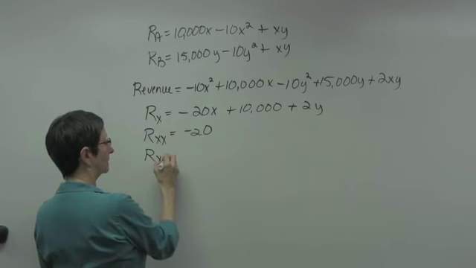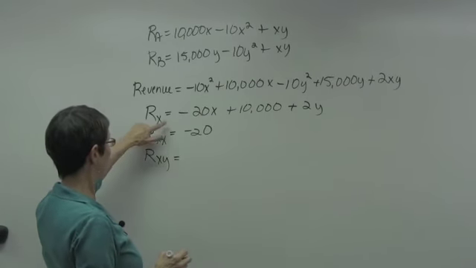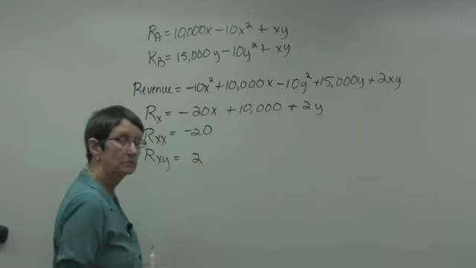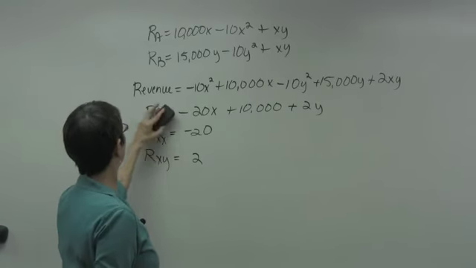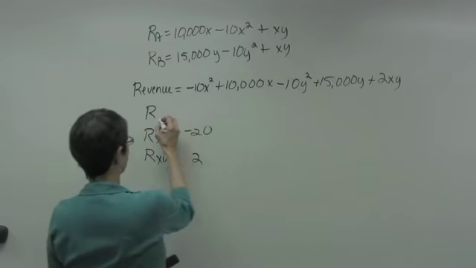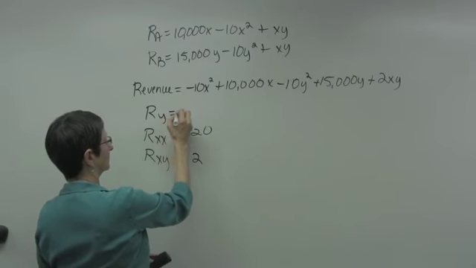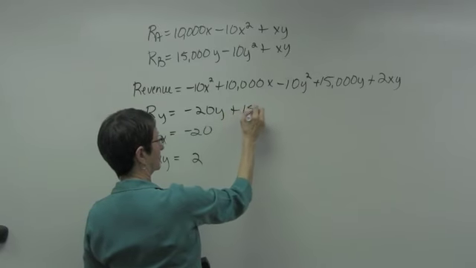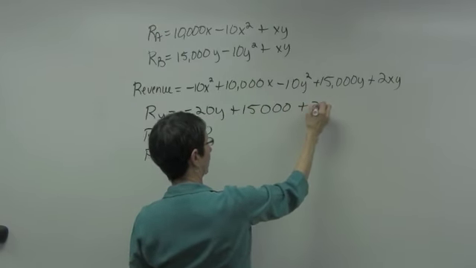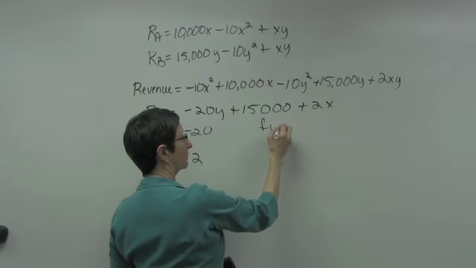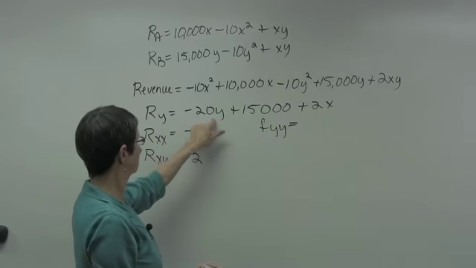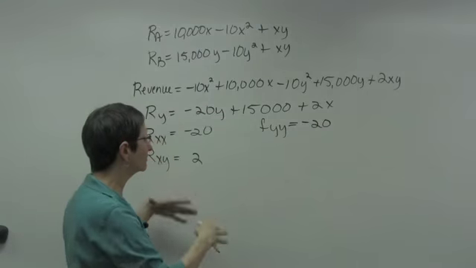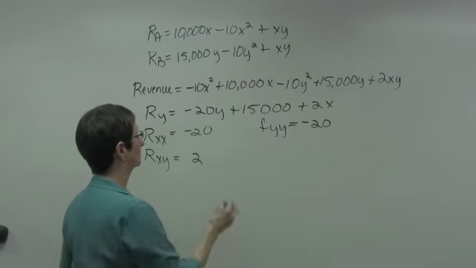While I'm here, let me do the mixed partial from this x, 0, 0 would be 2. The derivative with respect to y, at 0, 0, is negative 20y plus 15,000 plus 2x. My second partial with respect to y is negative 20 and zeros. So the second partial test doesn't have to take a long time.